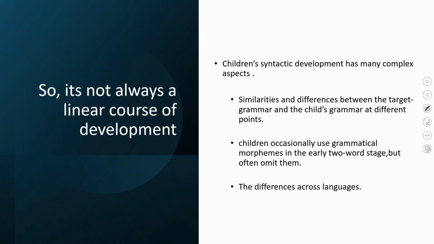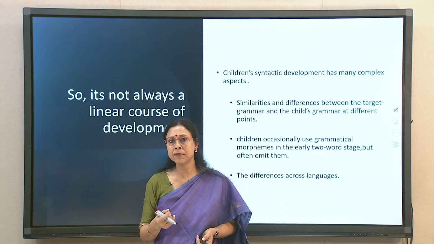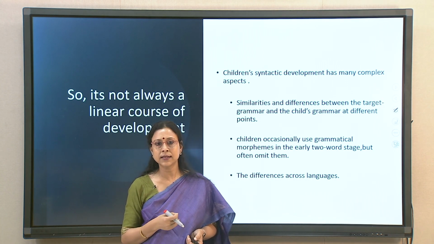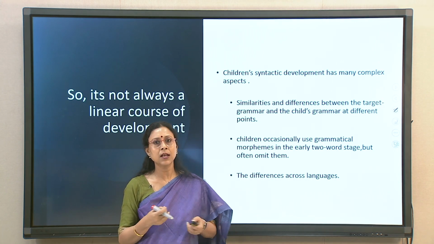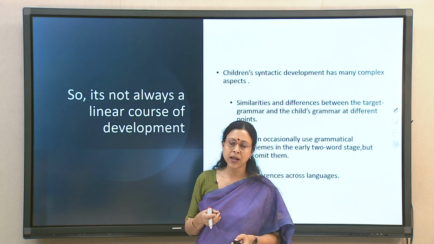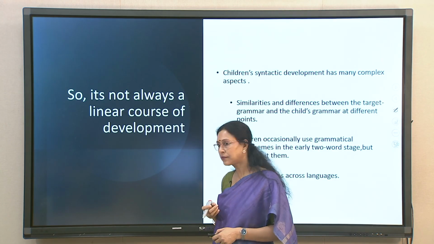Children occasionally use grammatical morphemes in the early 2 word stage, but often omit them. So, this is what we mean by even within the same child there might be differences. If they are not using certain grammatical morphemes, it does not mean that they do not know, because they might be using them in some other constructions. That is why I say that this is not a linear development. There are various kinds of complex layers of things that happen, and of course, differences across languages that are always there.